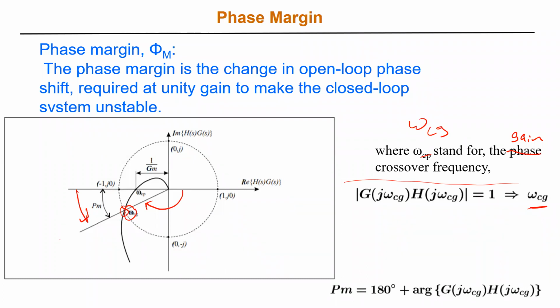Any question before we go on? Basically we add 180 here because we subtract minus 180, so this is adding 180 to see the difference. This is the positive direction of the phase margin from this point.